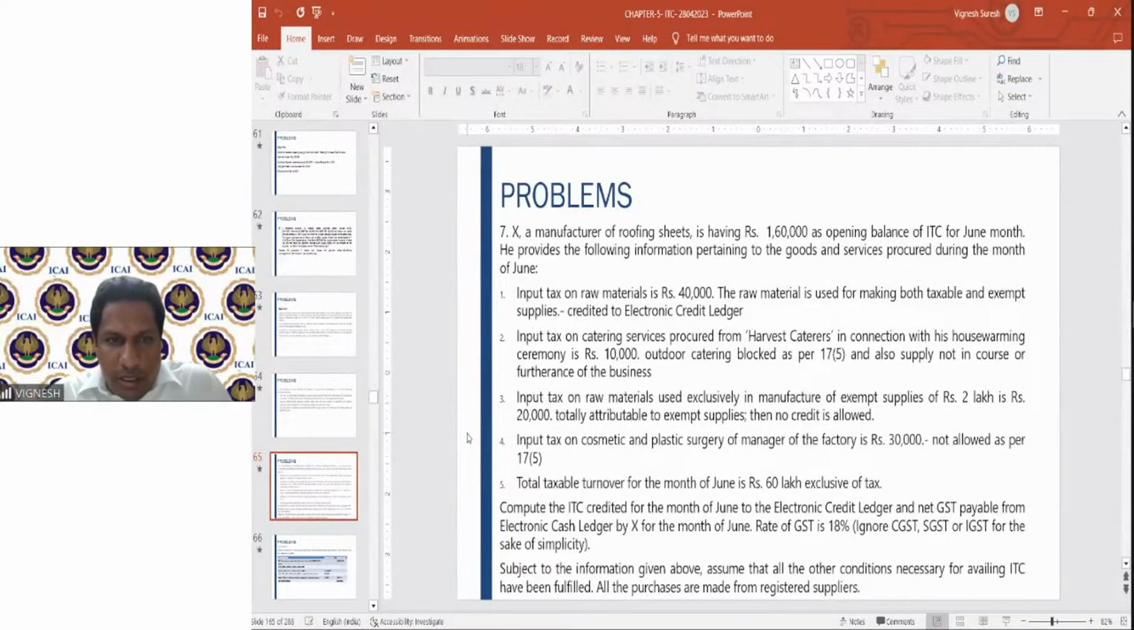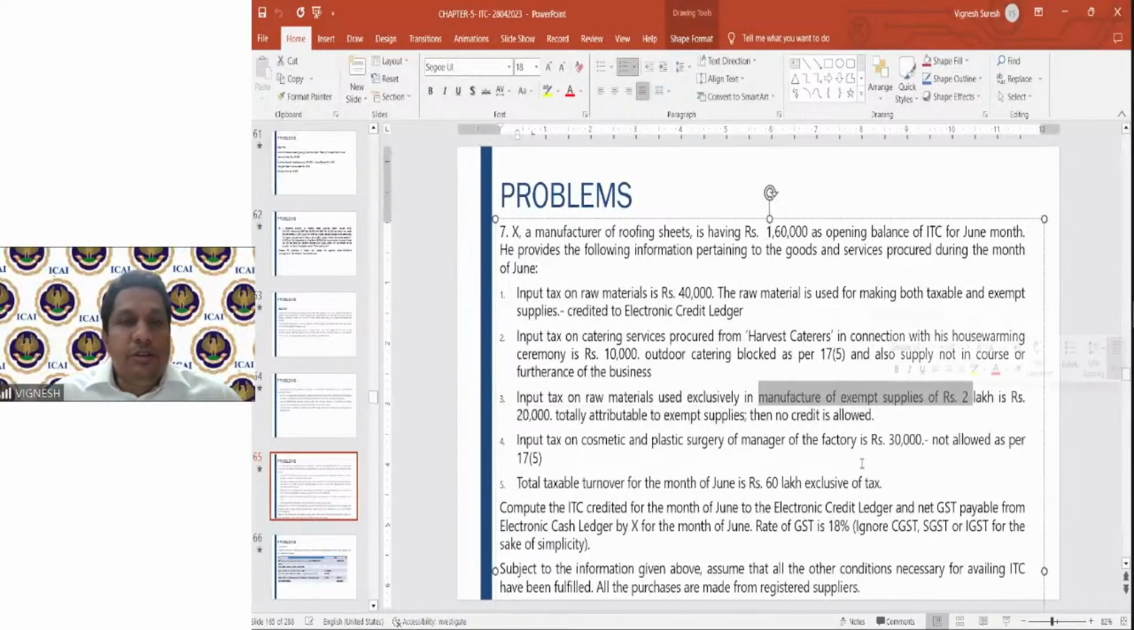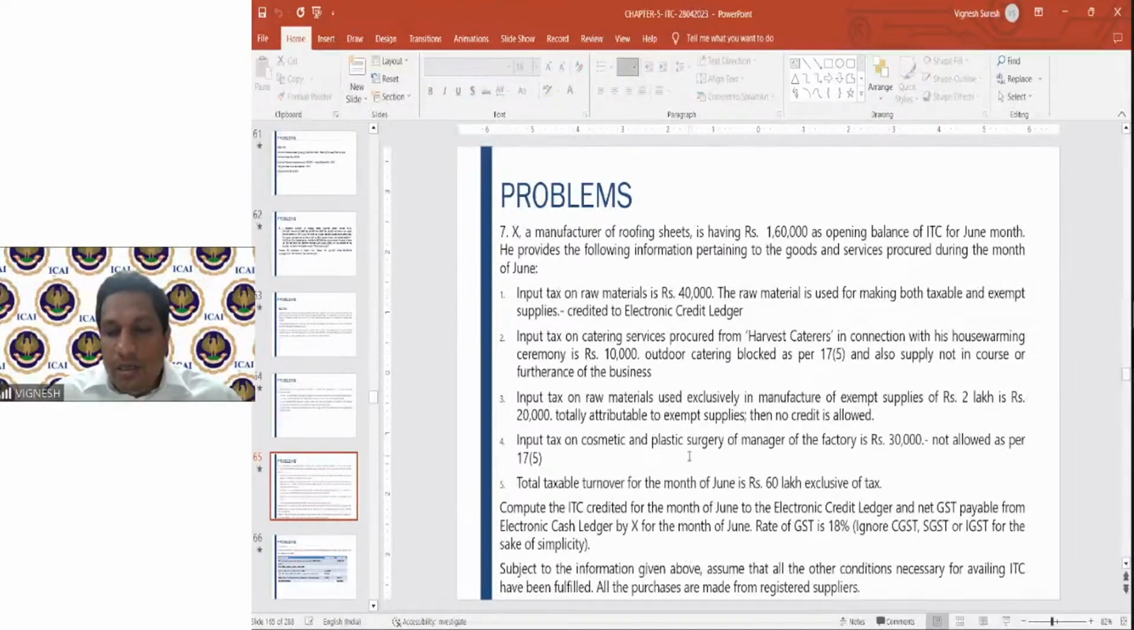Then what is the exempt turnover which is given? Here, if you see point number 3. One important point all of you should remember is that the information will be hidden in the problem. It will not be given to you on a platter. We have to find out where that information is hidden. So here, if you see, manufacture of exempt supplies of 2 lakhs. So 2 lakhs is exempt supplies, 60 lakhs is taxable turnover for the month of June. So 62 lakhs is the total turnover.